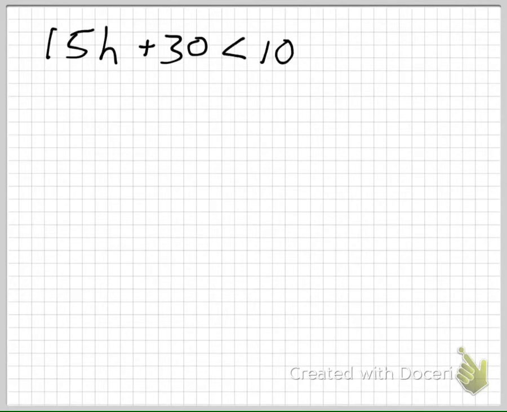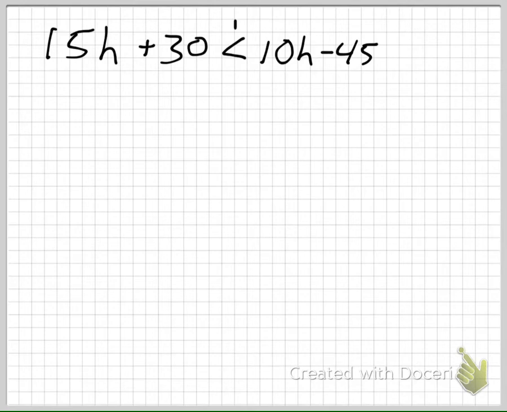So what we're going to do here is I'm going to give you a couple of them right now. We're going to see how you do. Here's the hardest one: 15h plus 30 is less than 10h minus 45. Do that one for me, and then I'll give you a couple more.